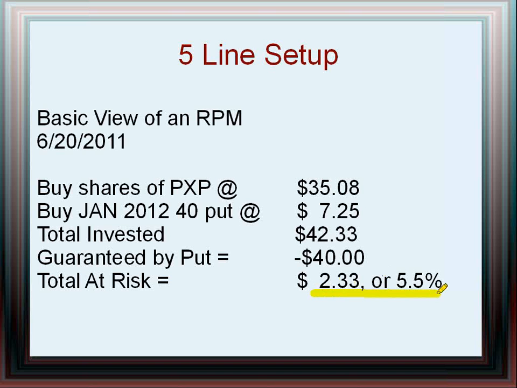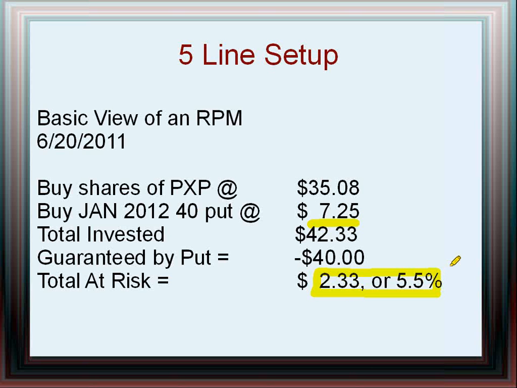Now, this is important because all we're risking is the time premium. The time premium of this particular option is $2.33. The remaining $4.92 is intrinsic value. The stock's at 35. We're buying a 40 put, so the difference between the $35 and $40 would be $4.92. We're not risking the entire $7.25. We're only risking the time value portion, which is $2.33 or 5.5%.